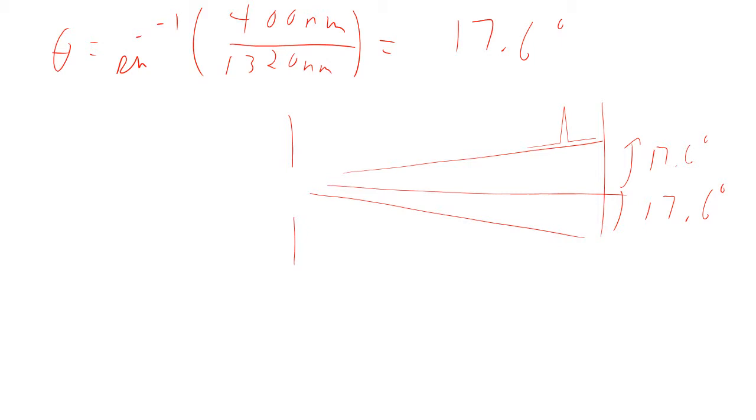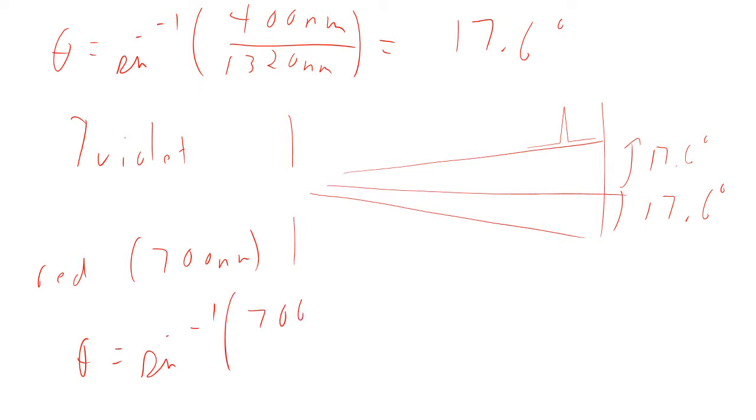What about for red light? Red is 700 nanometers. So now we get a different result. We get 700 nanometers divided by 1320 nanometers. So what does that give us? Now we plug that into the calculator, and that gives us 32 degrees.